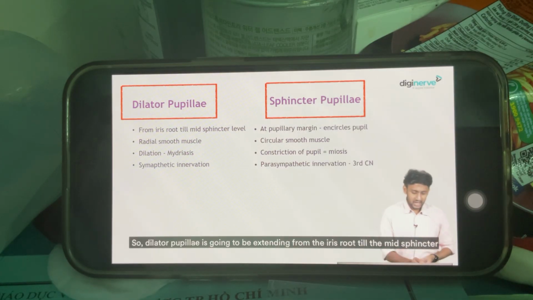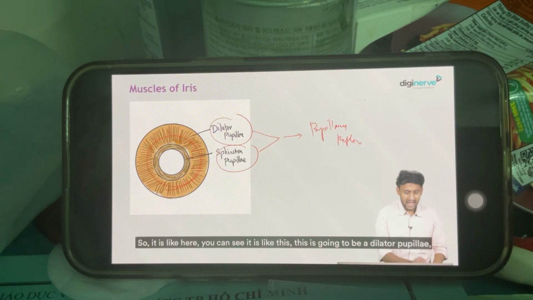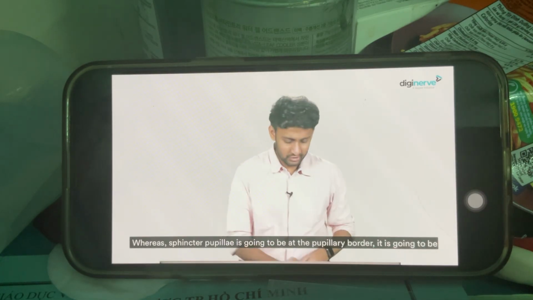So dilator pupillae is going to be extending from the iris root till the mid-sphincter level. So it's like here. You can see it's like this. This is going to be dilator pupillae, kind of at the periphery. Whereas sphincter pupillae is going to be at the pupillary border. It's going to be like this.